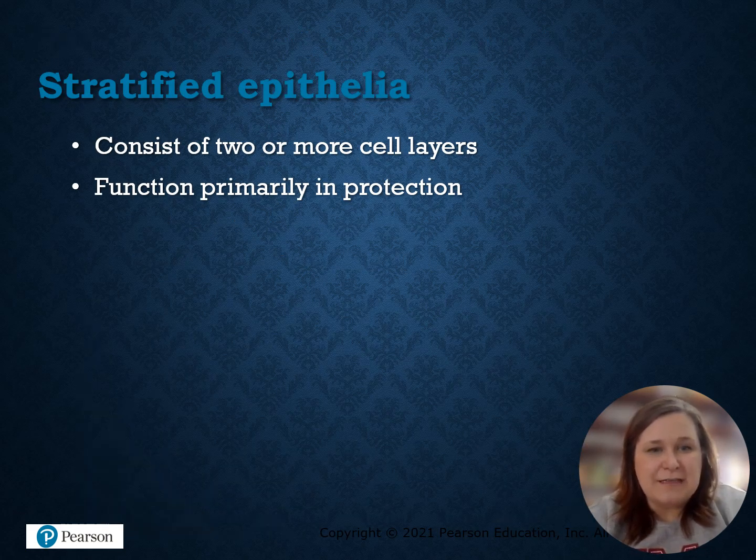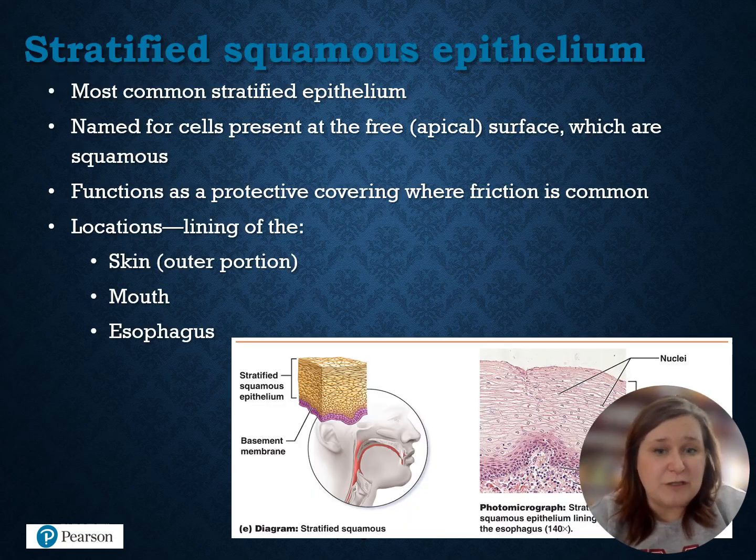So our stratified epithelia is going to consist of 2 or more cell layers again, and is going to function primarily in protection. So we will see stratified squamous epithelium. These are going to be named for the cells present at the free surface, which are squamous, and the function of stratified squamous epithelium is protective. So this is going to be a protective covering where friction is really, really common.